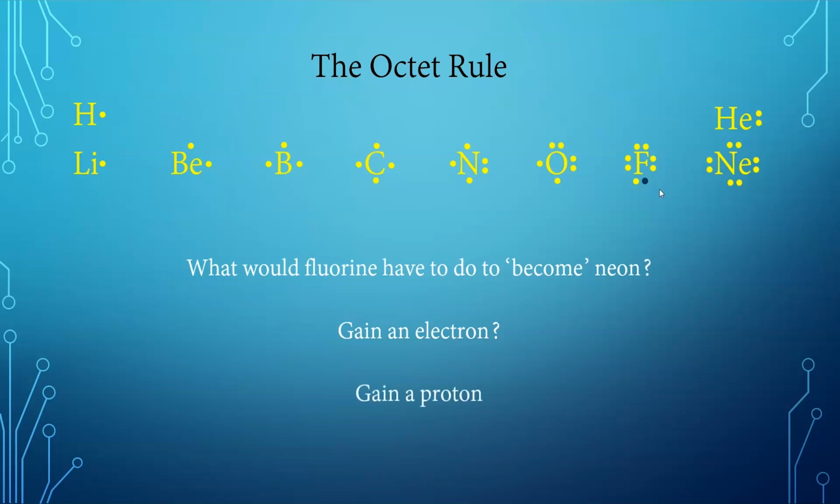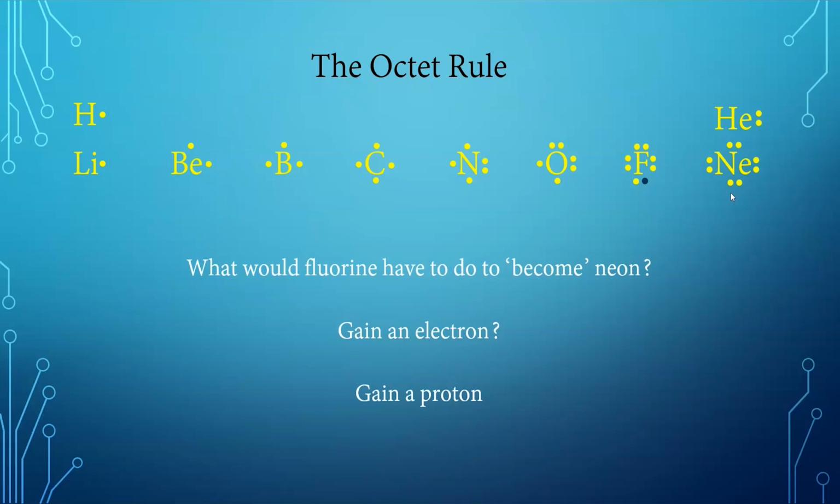And the answer, of course, it would have to gain a proton. Neon is element number 10, fluorine is element number 9. If you want to change fluorine into neon, you would have to somehow put an extra proton into that nucleus, and that is simply something that cannot happen in a chemical reaction. It would take a nuclear process. It's not impossible, but it's beyond the realm of chemical reactions. So there's no way that fluorine can actually become neon.